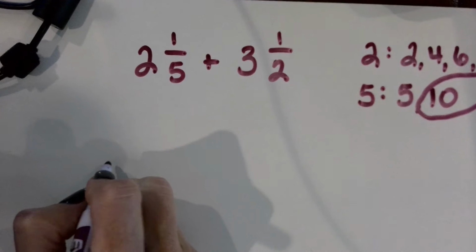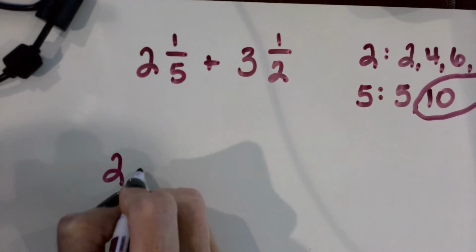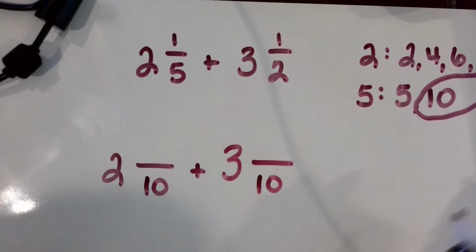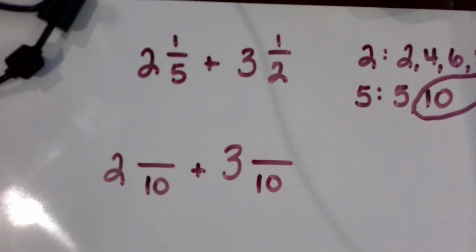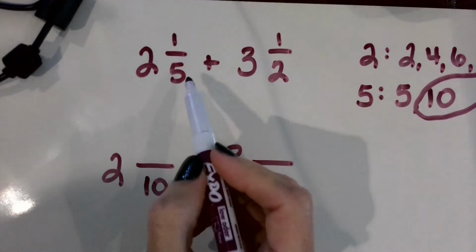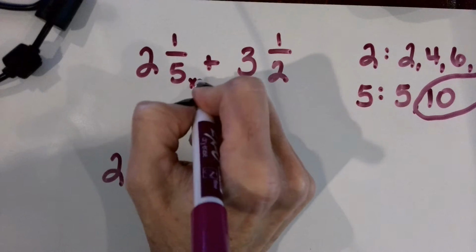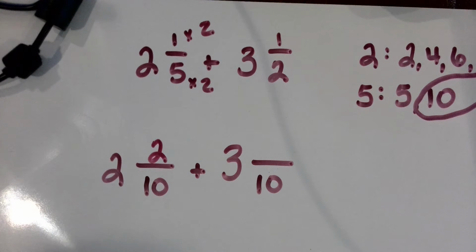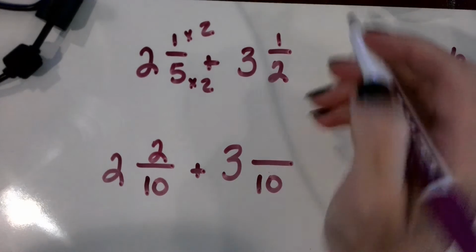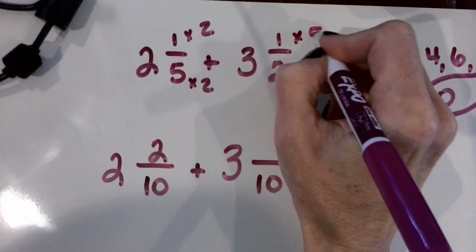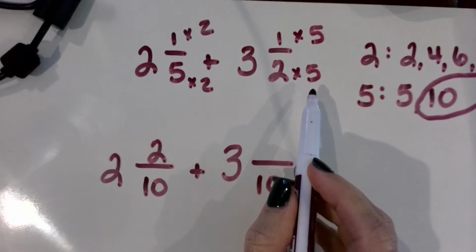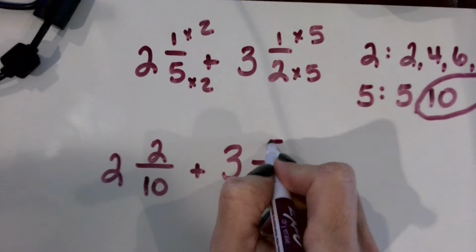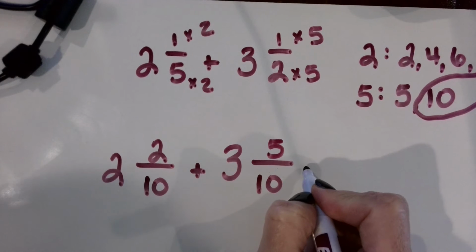So I'm going to come over here and I'm going to write my 2. The whole number will stay the same, but I'm going to change these into equivalent fractions that have 10 as the denominator. So when I create equivalent fractions, I'm saying, what can I multiply by 5 to get 10? And that's 2. So whatever I do to the denominator, I also have to do to the numerator. So now I have 2 2/10. And I'm going to do the same thing over here. What can I multiply by 2 to get 10? And that's 5. So if I multiply the denominator by 5, I have to do the same thing to the numerator, which is 5. Now I'm just going to add them together.